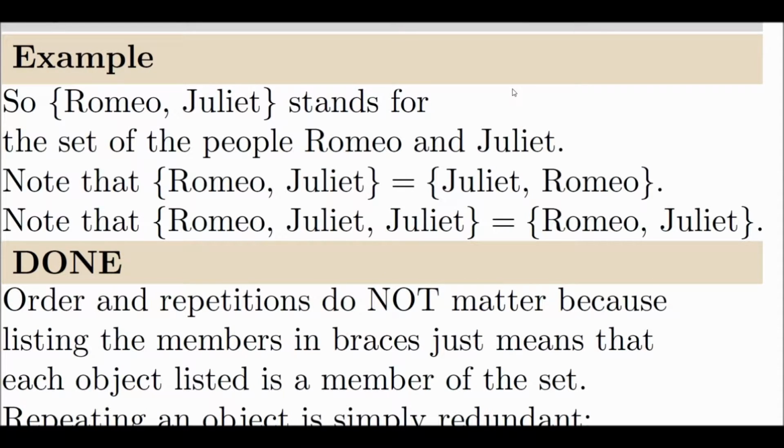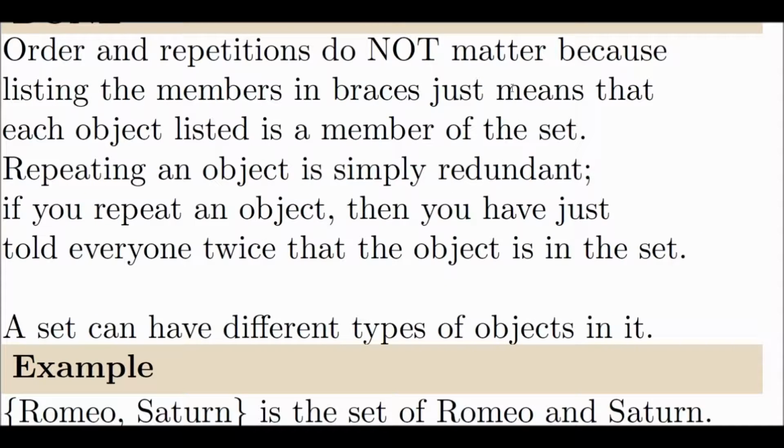So if you write Romeo and Juliet between braces, this stands for the set of people Romeo and Juliet. If you write Romeo, Juliet, that's the same set as Juliet, Romeo. And if you write Romeo, Juliet, Juliet, that's the same set as Romeo, Juliet. Order and repetitions don't matter because when you list the members in braces, that just means that each object listed is a member of the set. Repeating an object is just redundant. If you repeat an object, then you've just told everyone twice that the object is in the set.